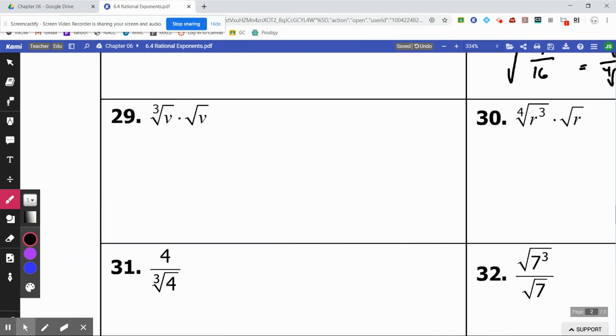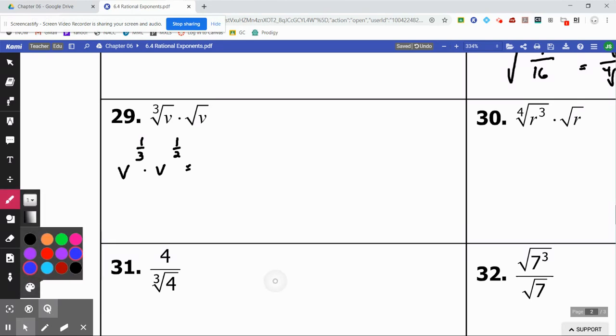3rd root of v times the square root of v. Now this one I want to go ahead and change to v to the 1/3 power times v to the 1/2 power, because you wouldn't think you can multiply a 3rd root times the square root, but actually looking at this, you can. To multiply these, you're going to have to find common denominators, which are going to be 6. So multiply top and bottom here by 2 gives you a 2 over 6. Multiply top and bottom here by 3 gives you a 3 over 6.